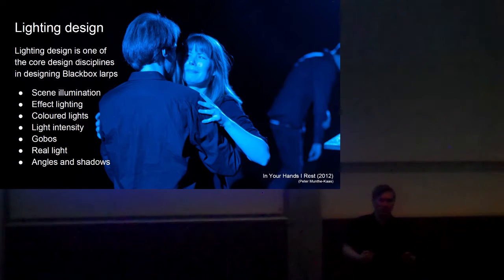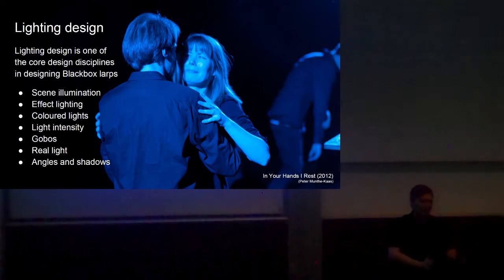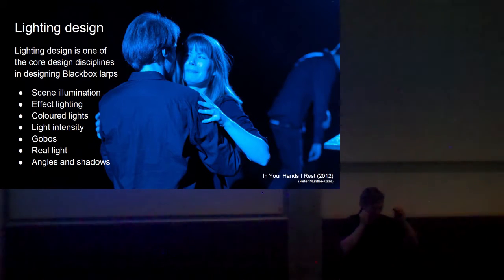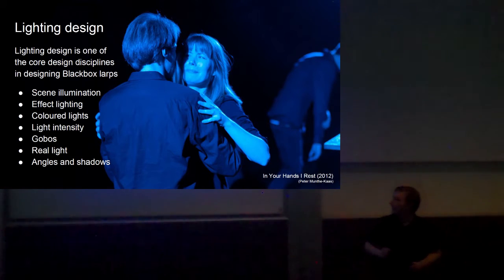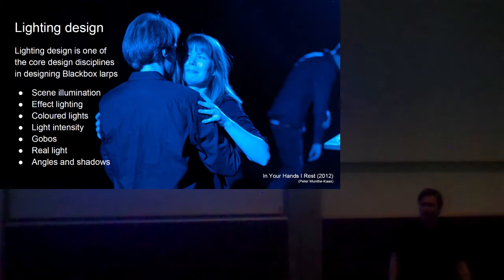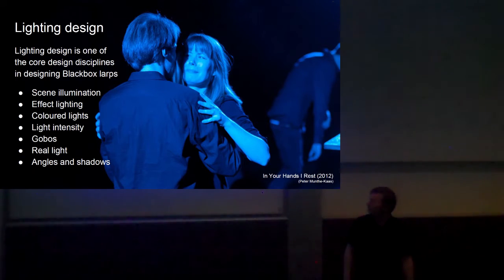Light intensity can be used to focus on different areas in the black box, or focus on different objects or different specific persons. If one person is specifically interesting at this very moment, we will focus more light on that person. Gobos is something that has been played around with a little bit. A gobo is framing the light in a certain way so it looks like an image of some kind. And you can play with that.